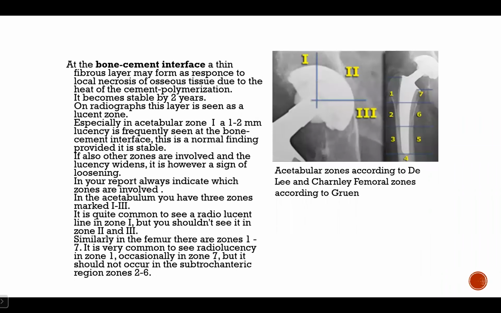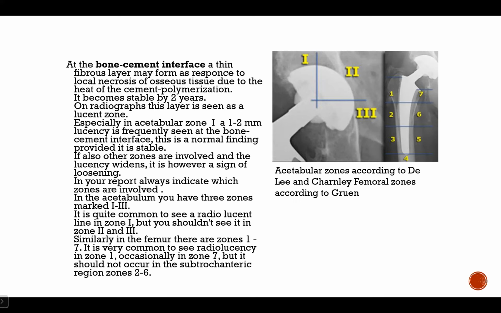At the bone-cement interface, a thin fibrous layer may form as a response to local necrosis of the osseous tissue due to the heat of the cement polymerization. It becomes stable by 2 years. Under the radiogram, this layer is seen as the lucent zone, especially in acetabular zone 1. A 1 to 2 millimeter lucency is frequently seen at the bone-cement interface. This can be considered a normal finding. If other zones are involved and the lucency widens, however, it is a sign of loosening.